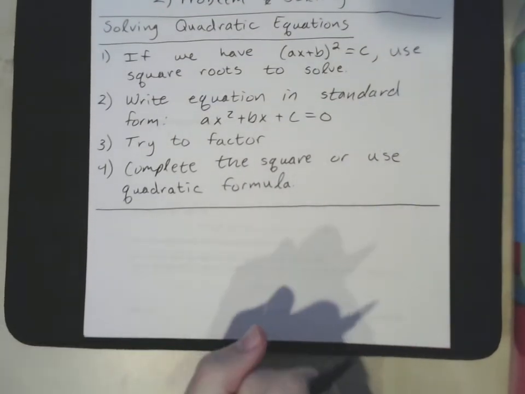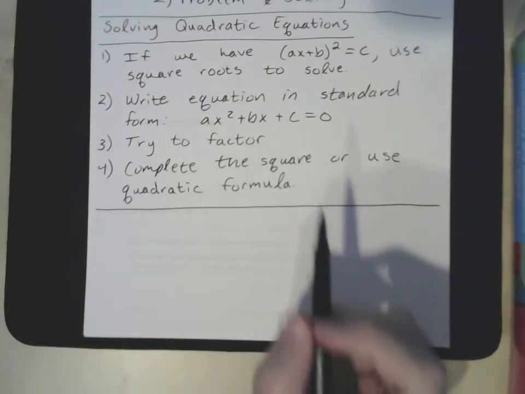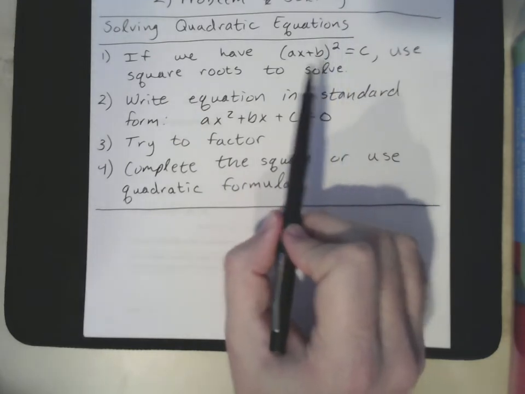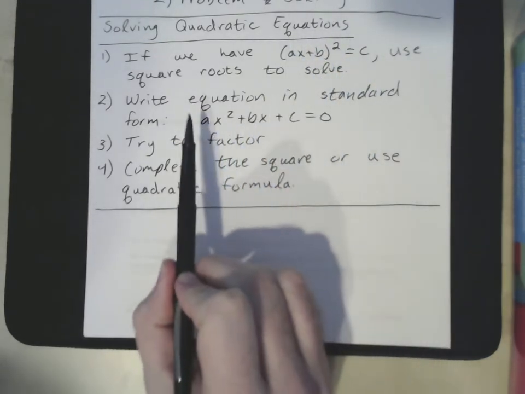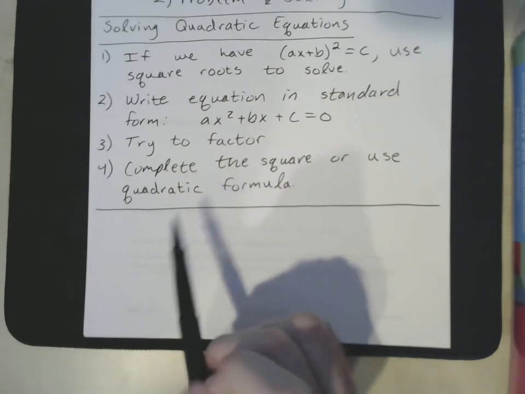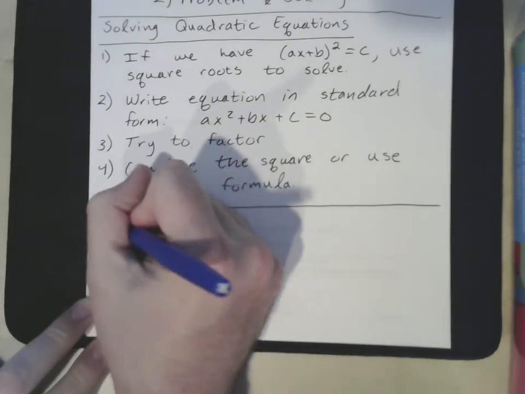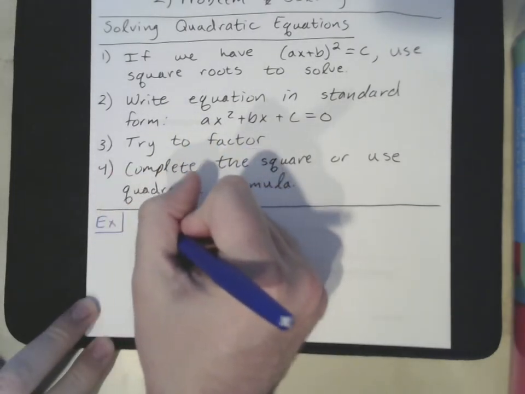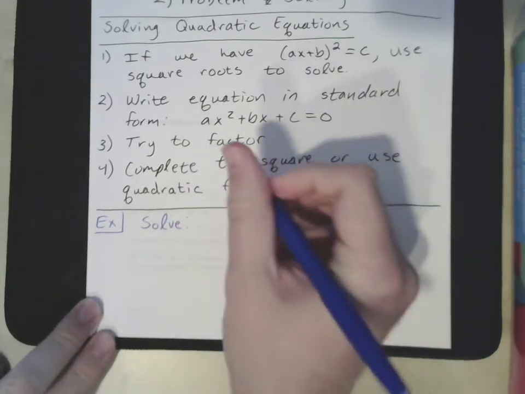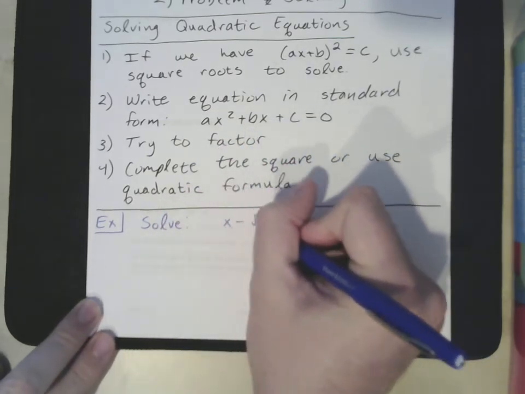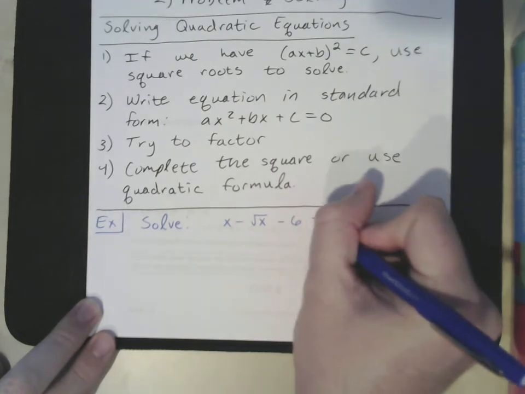Now, what this section is all about is what happens if we don't have this nice standard form because it's not quadratic, but it does kind of look like it would work the way that a quadratic equation would. So let me show you an example. Let's say we were told to solve x minus the square root of x minus 6 equals 0.